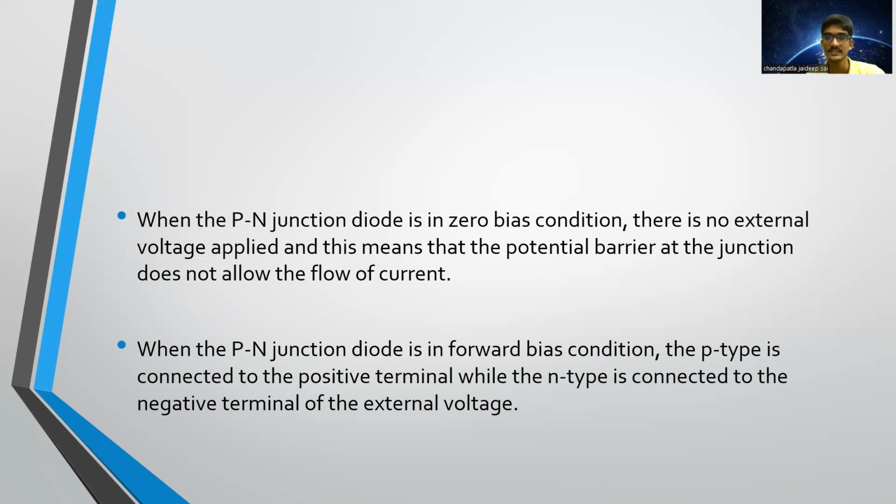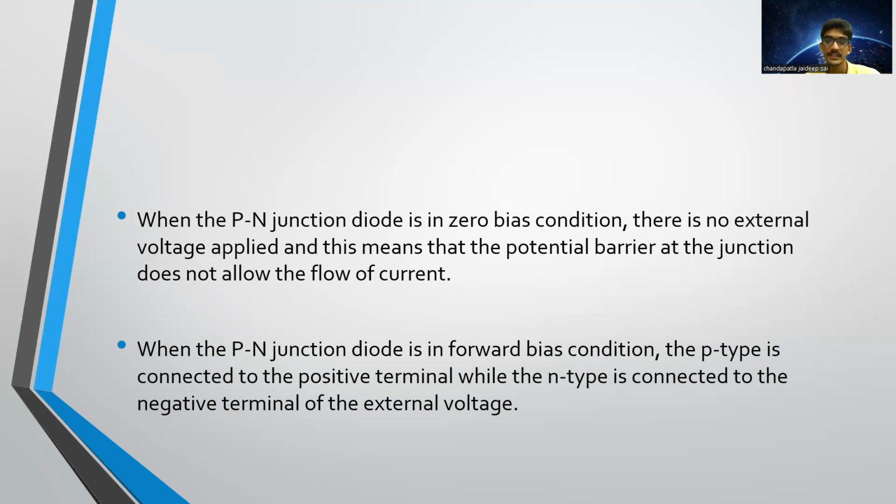So as a result, there is no flow of the current from P side to the N side and vice versa. So the potential barrier at the junction does not allow the flow of the current. So this potential barrier, which is the depletion region, does not allow the flow of the current in the junction.